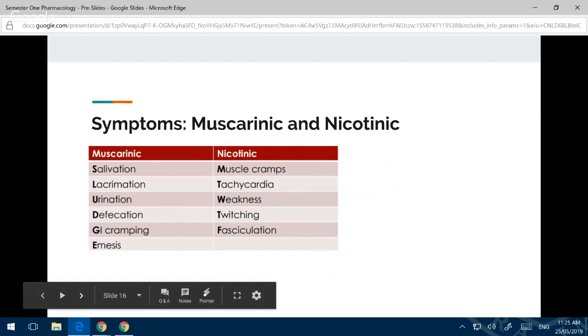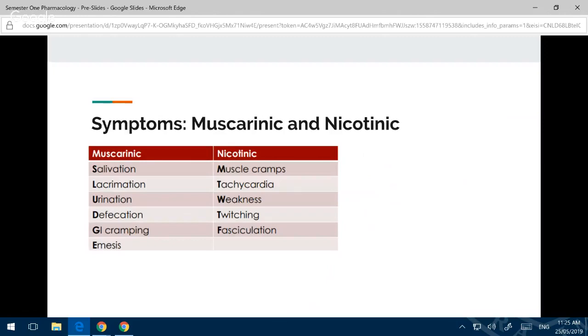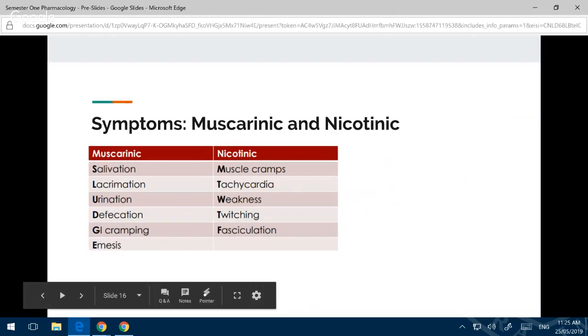Okay, so typically there will be questions that ask what happens if you overstimulate or provide too much acetylcholine to specific receptors. There are a couple of acronyms you can use. You can use the SLUDGE acronym to look at what happens in overstimulation of muscarinic receptors, and also look at days of the week to remember nicotinic overstimulation.